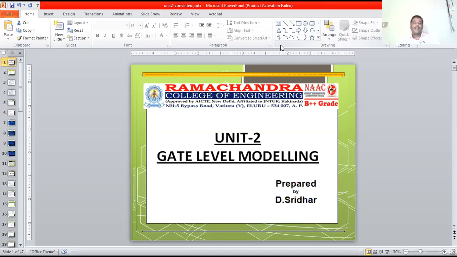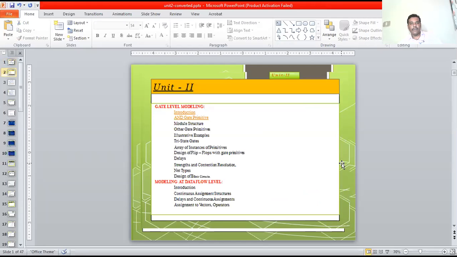So here in the second unit, we are talking about gate level modeling. In the next coming units, we will talk about behavioral modeling, data flow modeling, and the switch level model, so that we are able to develop digital circuits by using our HDL language. Here I am talking about gate level modeling. The second unit title is gate level modeling.